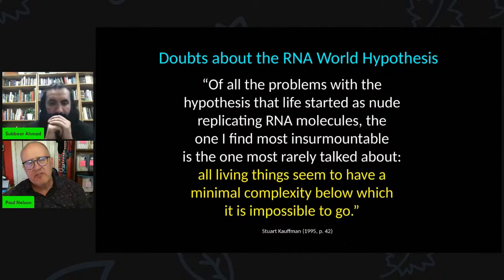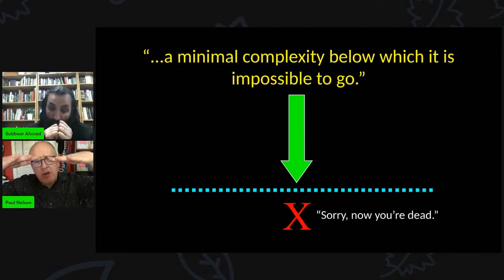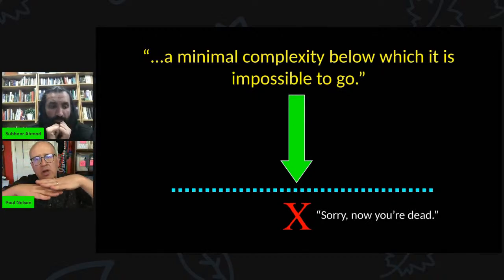All living things, he said, seem to have a minimal complexity below which it is impossible to go. Now, his natural model for a minimal complexity cell, I'll show you in the next slide, but the key notion here is you're taking parts away, you're going down, down, down, down, down, and you come to this descriptive and homology horizon. Descriptive, you can't say what's beyond it.